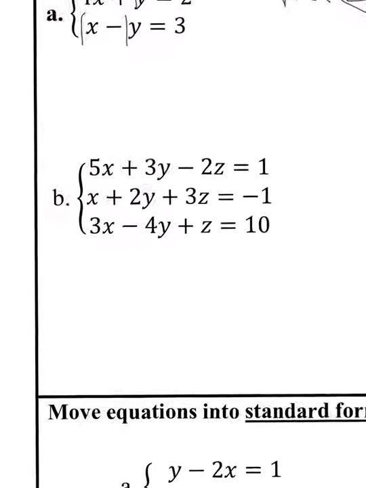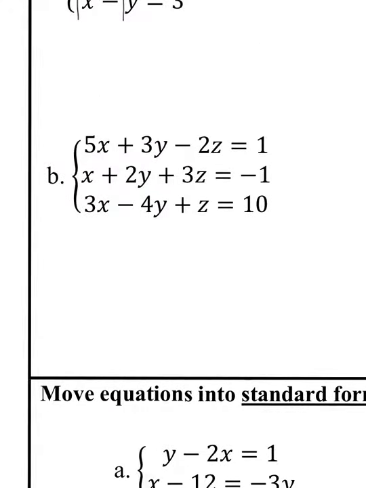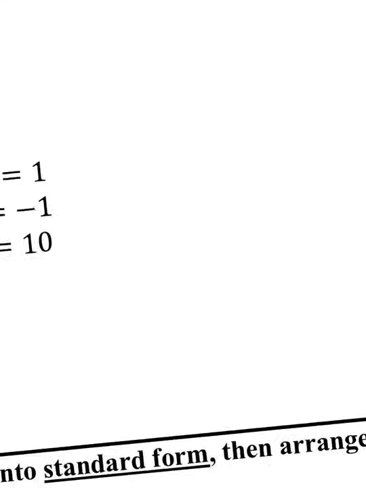So looking at this one, it's in standard form because it goes x, y, z, x, y, z, x, y, z, and all the equals are constants. So I'm going to create my matrix. It's important that we write down RREF first thing, so we don't forget to type that in, and then a parenthesis. So our matrix is going to go in a bracket inside here.